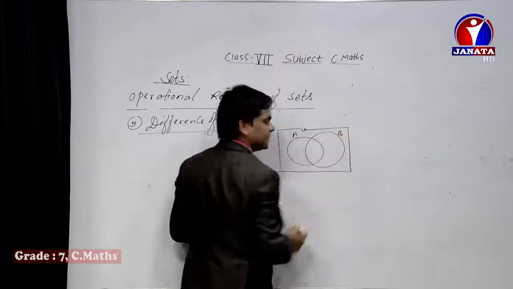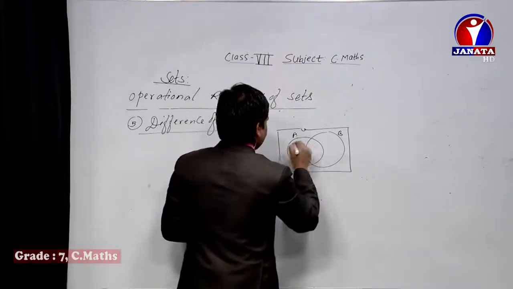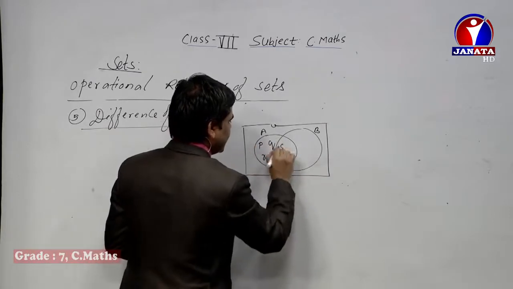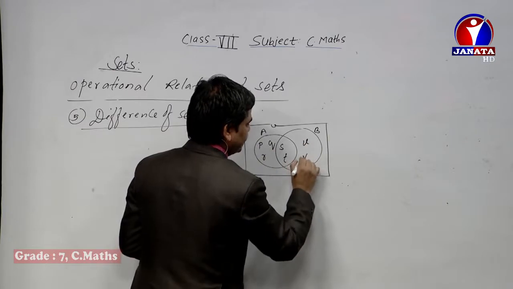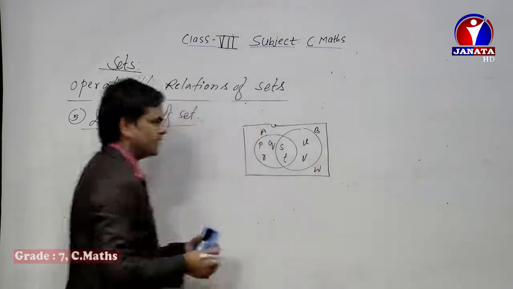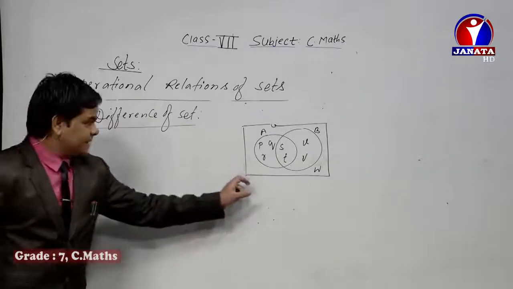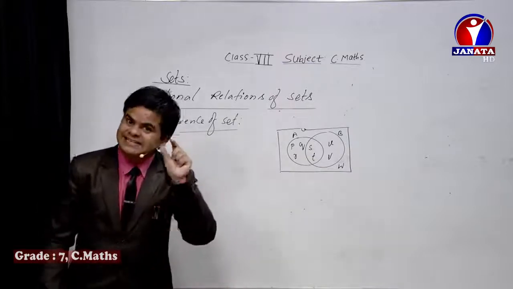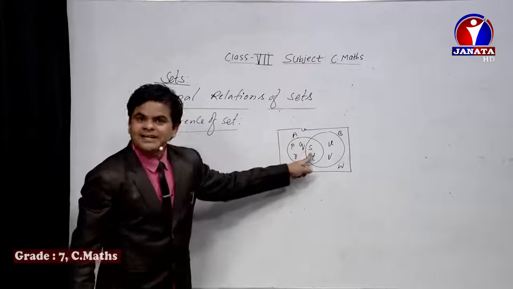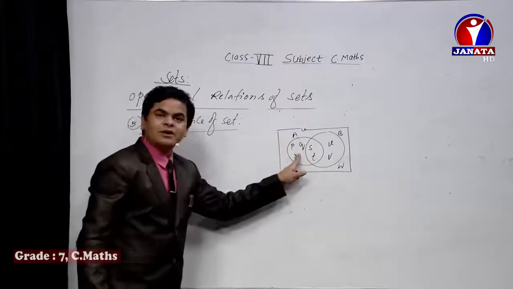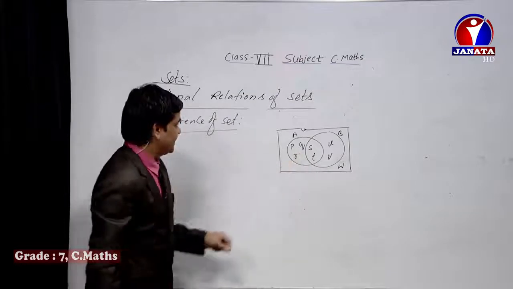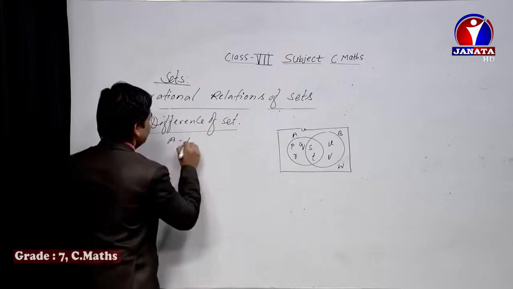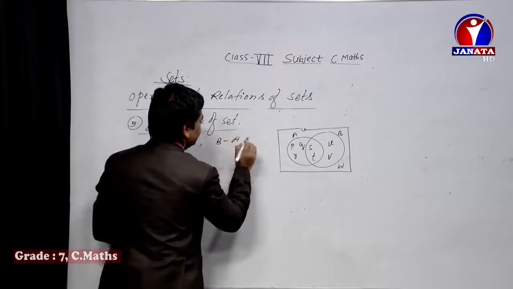Set A, set B. Here is P, Q, R, here is S, here is T, here is U, here is V, okay, this is B, and here is W. Dear students, difference of set represents the elements containing in only one side. This area belongs to A intersection B, I have already told, and this area belongs to A difference B. So under this topic, you need to learn A difference B and B difference A.